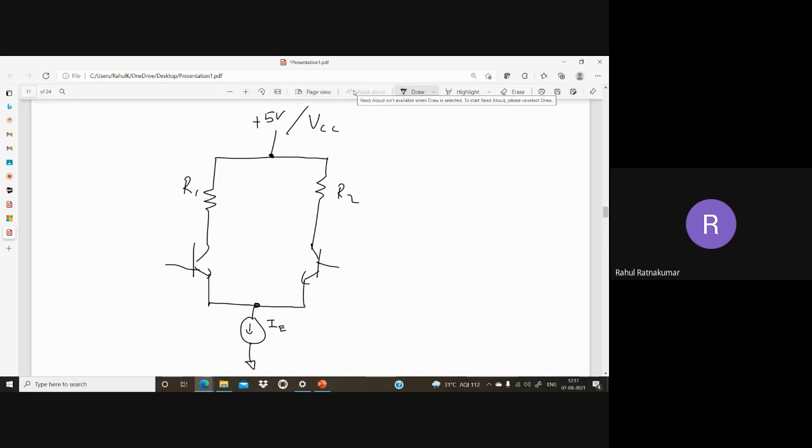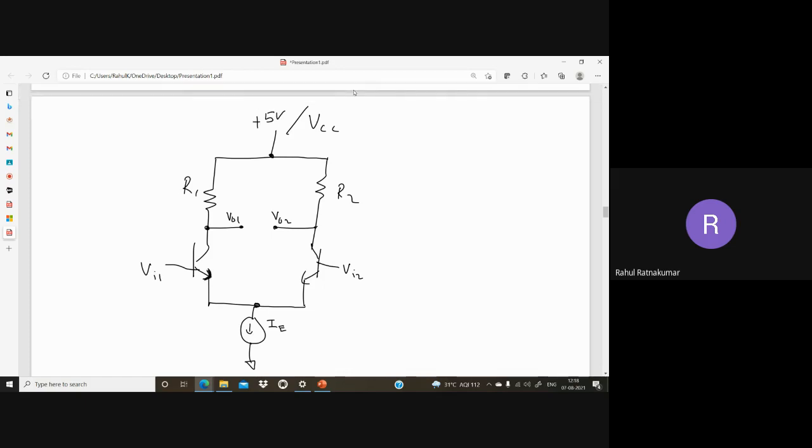Now the main important point here is that I have two outputs. Last time I took the voltage output from one point. Now this is Vout1 and this is Vout2. I also have Vin1 and Vin2. Now I'll just tell you this circuit is called the differential amplifier. Now let's see how the differential amplifier acts.